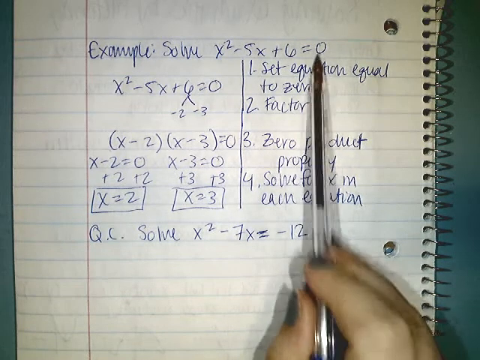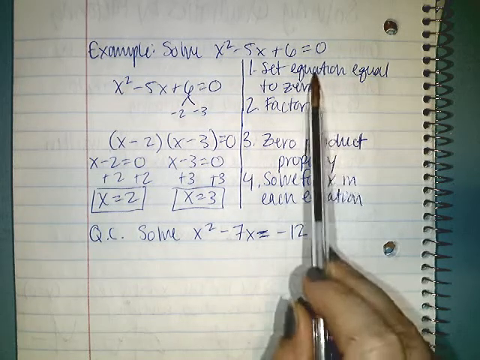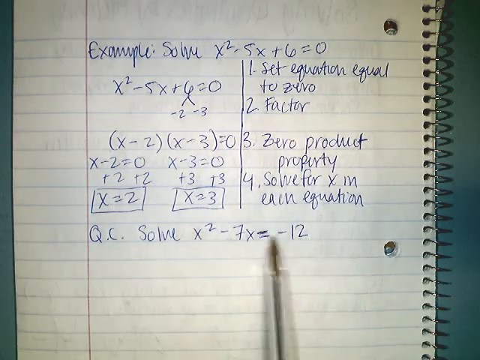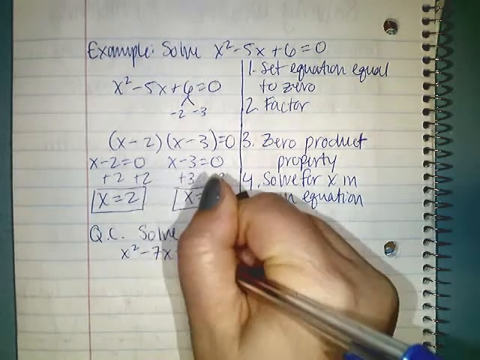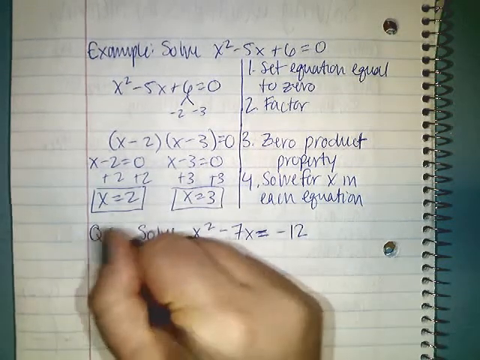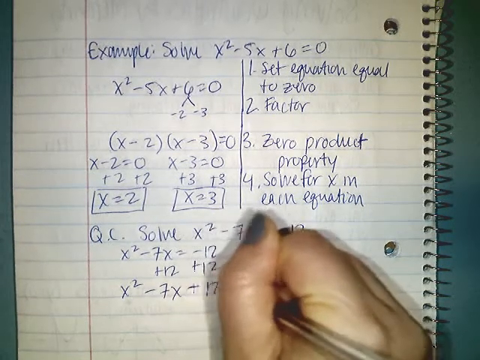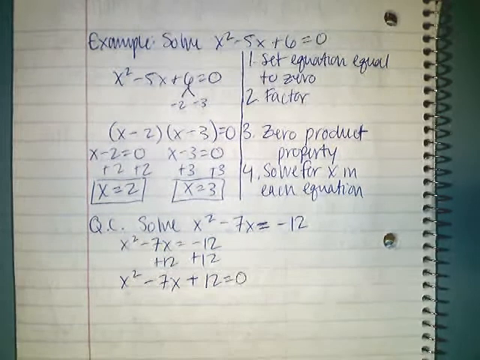So again here, in order for this to work, I have to set it equal to 0. So I can't use GCF here because my equation is not equal to 0. I can't use the zero product property unless my equation is equal to 0. So I'm going to start this problem by adding 12 to both sides so that I can set my equation equal to 0. So that's the first key thing you have to do, is set it equal to 0.